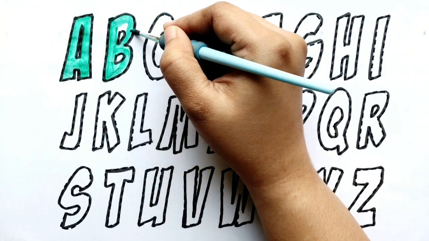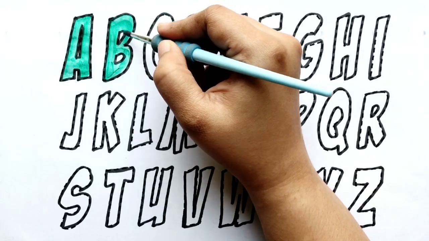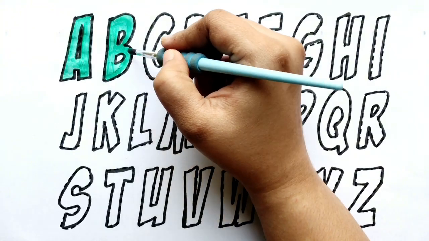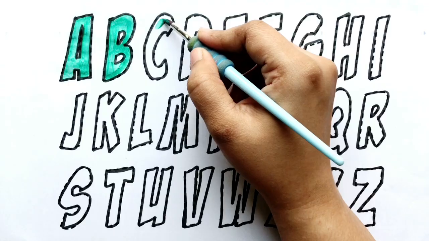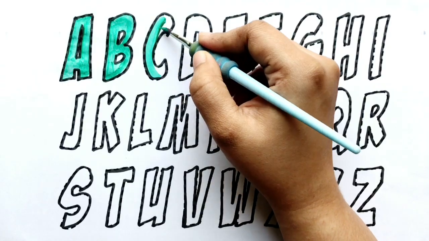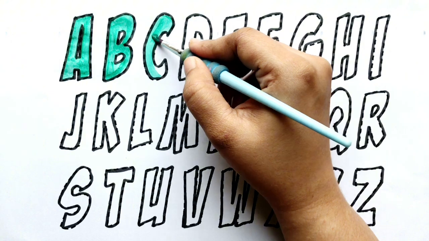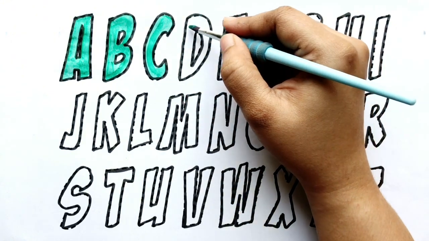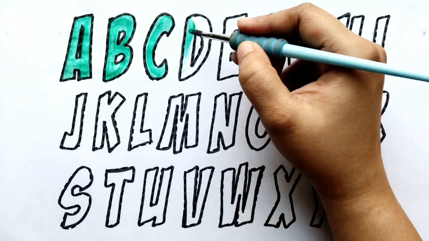C for cow, D for donut. A B C D E F G H I J K L M N O P Q R S T U V W X Y and Z. Now I know my ABCs. Next time, won't you sing with me?